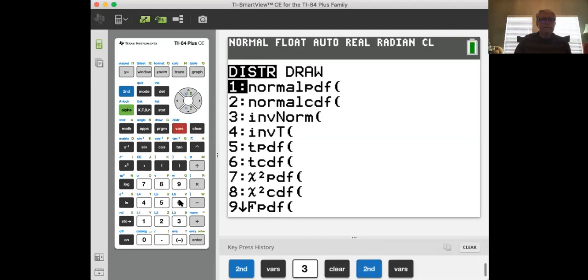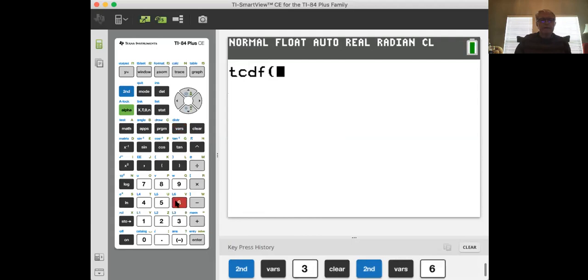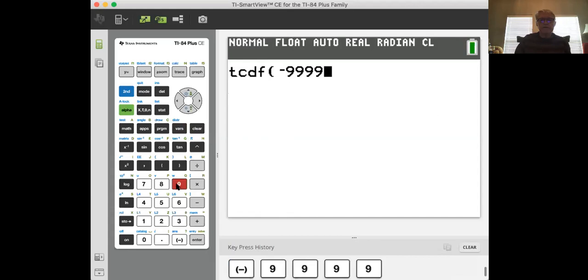Second vars, number 6, because we want tcdf. Since this is a test of the mean, it's all about t. And now we need a lower bound. First number that goes in there is the lower bound. And since this is on the left, we're going to start with a large negative number, comma, and the test statistic, which was negative 1.452, comma, and the degrees of freedom, which was 35 in this case.